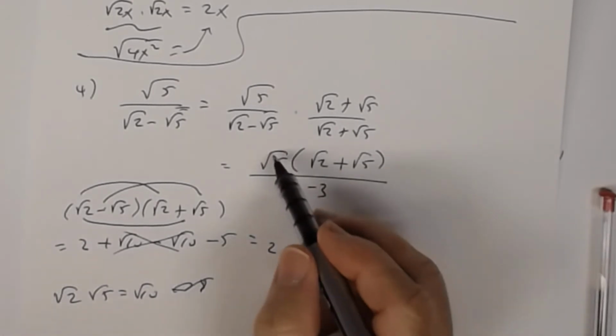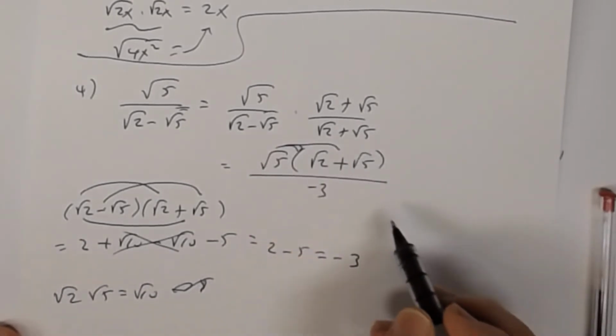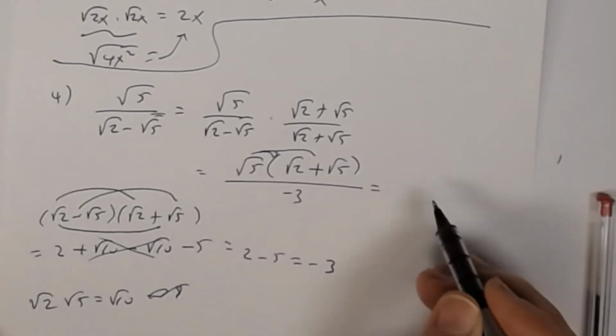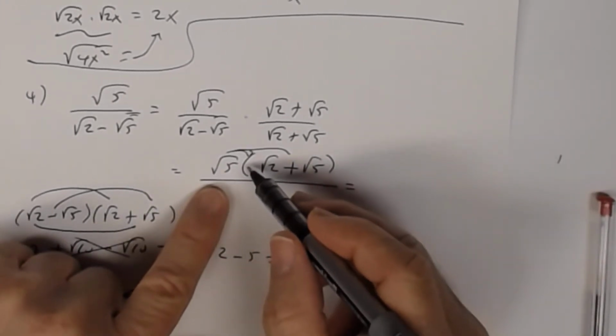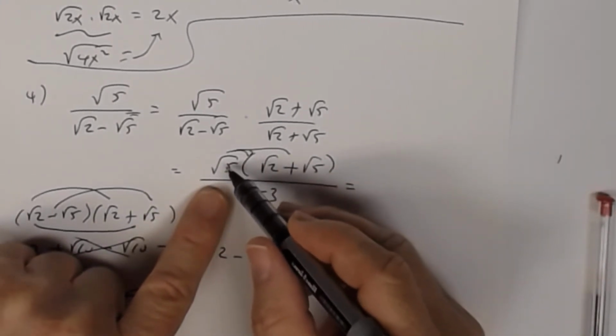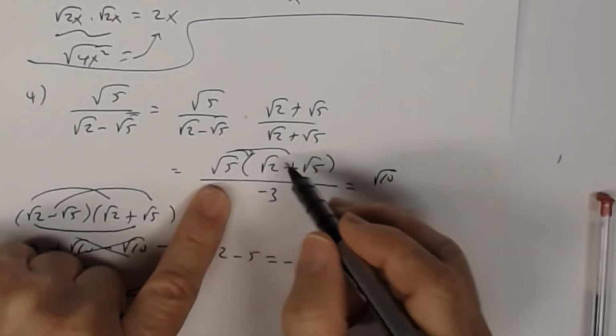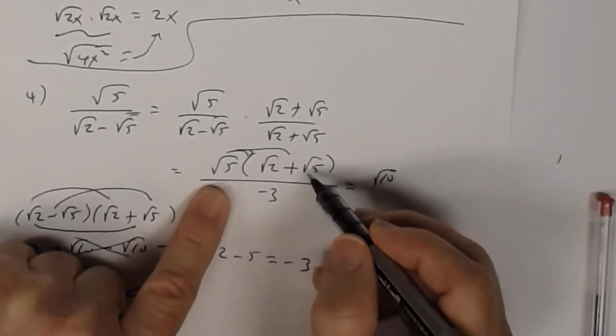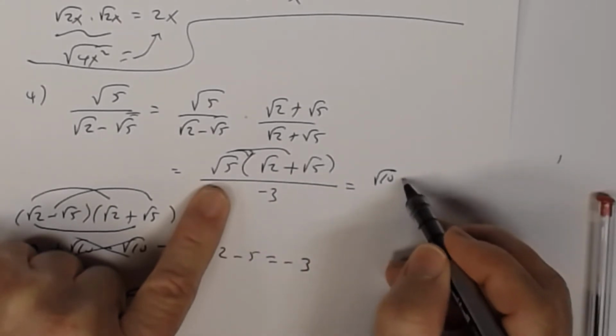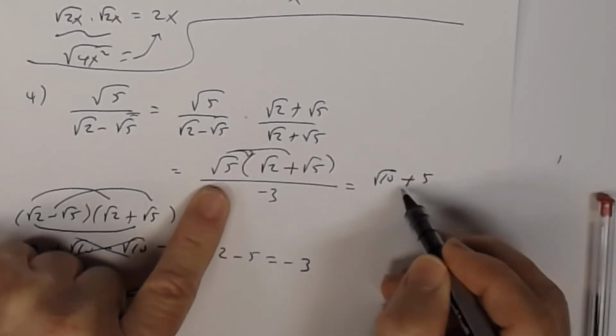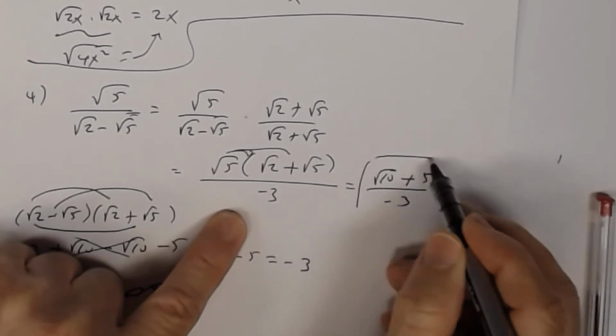Okay, now go ahead and distribute the square root of 5. When I distribute, the square root of 5 times the square root of 2 is the square root of 10. And then the square root of 5 times the square root of 5 is 5, because it's the square root of 25. So I get square root of 10 plus 5, divided by negative 3. So there's one of the answers.